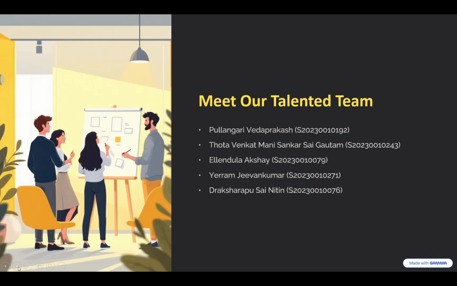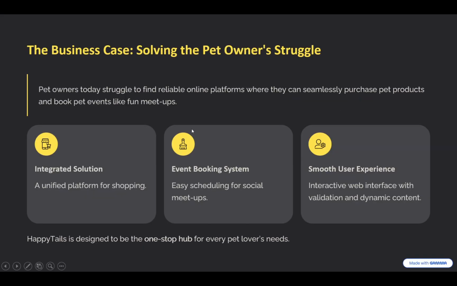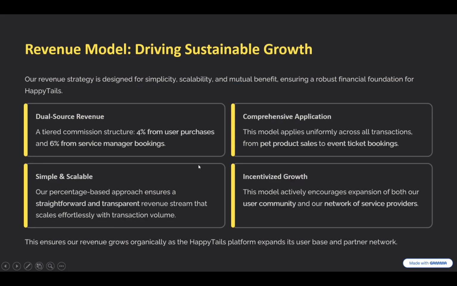This is our team. We offer a unified platform for shopping and event booking system for easy scheduling and a smooth interactive user experience. Our revenue model is simple and scalable, earning a 4% commission on user purchases and 6% from service manager bookings. This structure promotes mutual growth for both users and service providers.